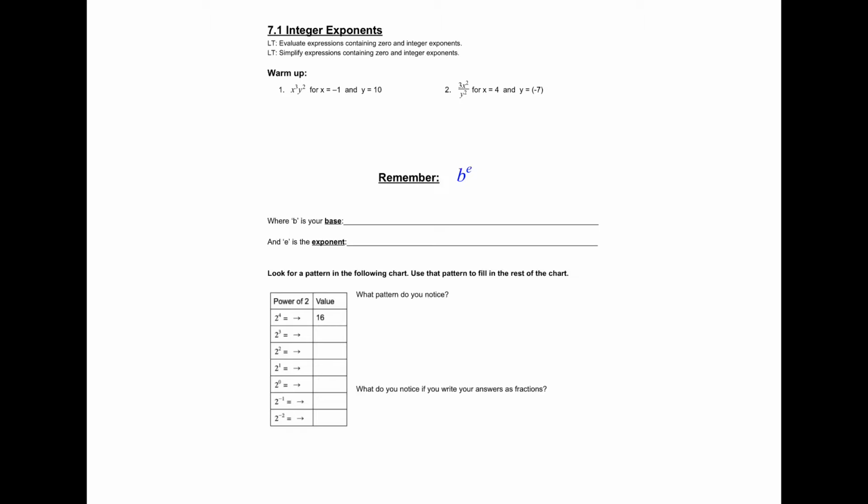We are going to start with Unit 7. Just a quick note that we are skipping Unit 6 for right now. Unit 7 is a little bit easier to do over distance learning. So we're going to start with that warm-up. Go ahead and give it a shot. Go ahead and pause the video. See if you can do it on your own. And then we'll go through it together.